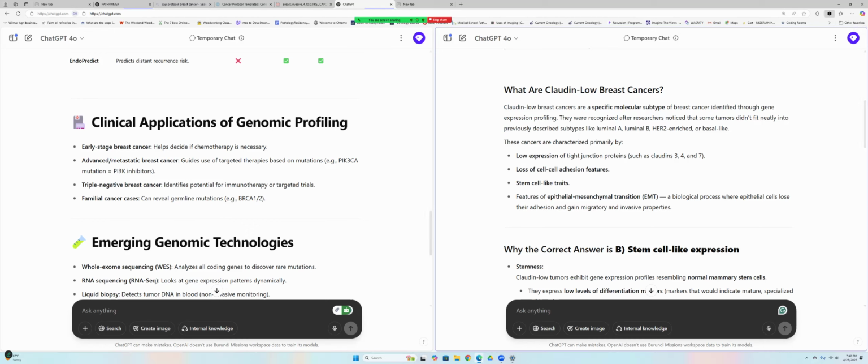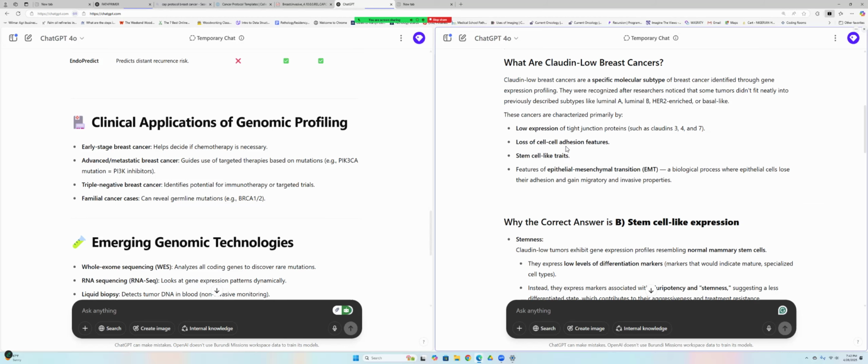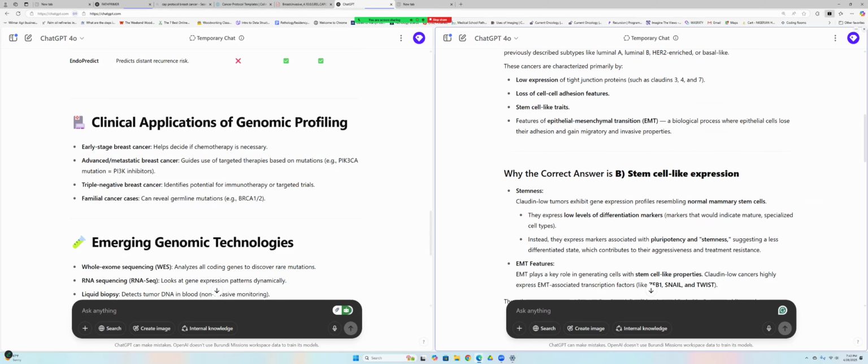So first of all, claudins are tight junction proteins. So claudin-low breast cancers will have low claudins, or tight junction proteins. They will have loss of cell adhesion, and then these cancers will have stem cell-like traits. The features of epithelial mesenchymal transition are another thing they have, a biological process where epithelial cells lose their adhesion and gain migratory and invasive properties. Does it make sense?